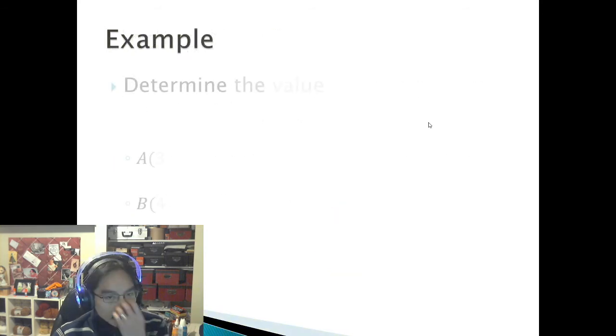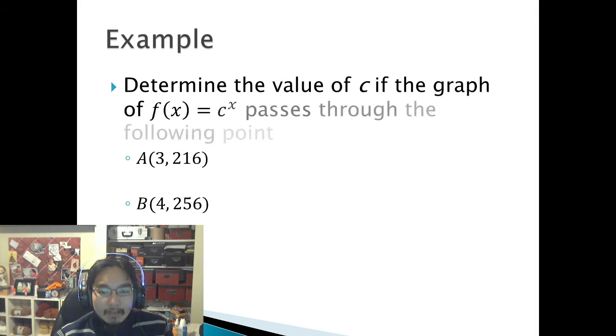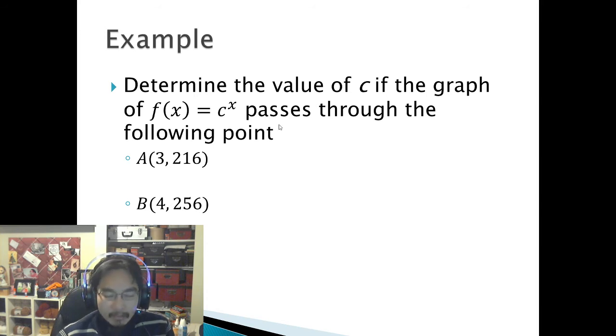So here's an example. Determine the value of c if the graph of f of x equals c to the power of x passes through the following point. Well, this is sort of going a little backwards. Alright, so let's do the first one.